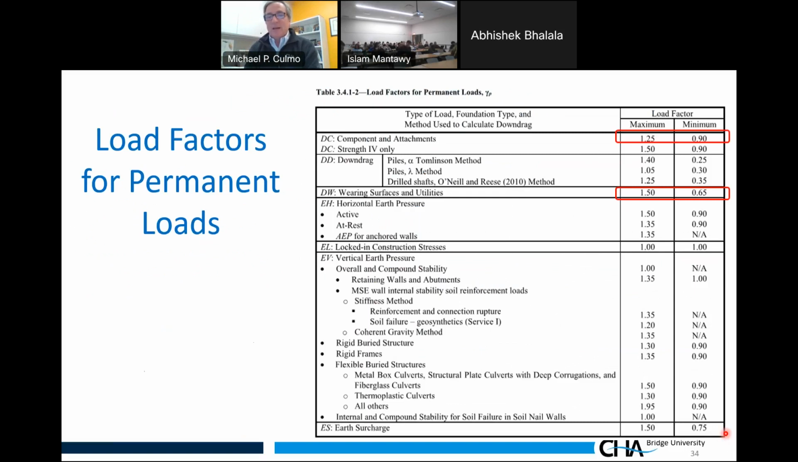This confused everybody for years. It still confuses people. In my opinion, they should get rid of this because how you apply this is really not consistent, but I'll just move on. But you do have to check, when you design a bridge, for maximum dead load factors and minimum. Most people just design for maximum because that's usually controlling.